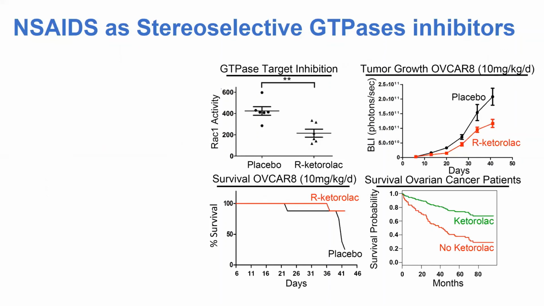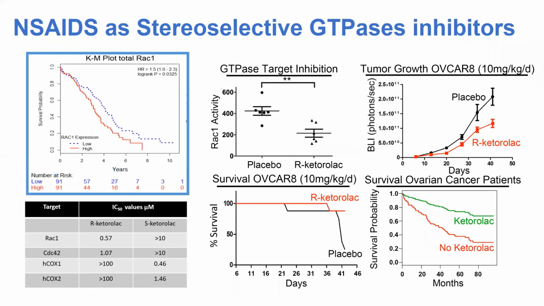There's a variety of evidence that NSAIDs are stereoselective GTPase inhibitors. These include: 1, worse survival with increased RAC based on survival data in patients in the Cancer Genome Atlas. 2, R and S enantiomers behave in an appropriate manner with respect to inhibition of GTPases as compared to COX inhibitors, which are used in pain management. 3, there's RAC target inhibition in cells, as shown by Guo.